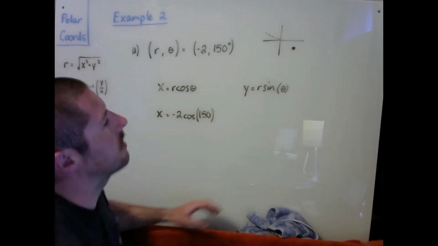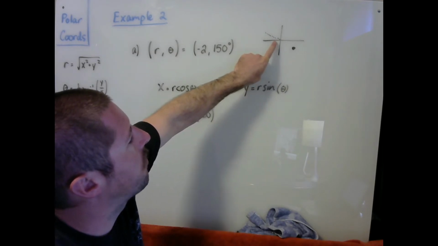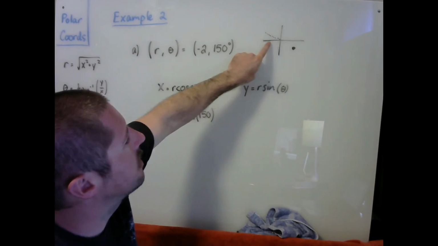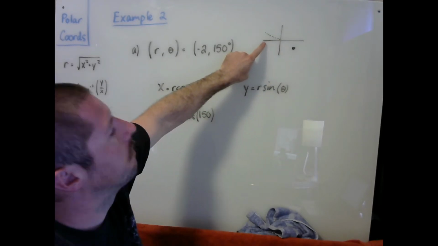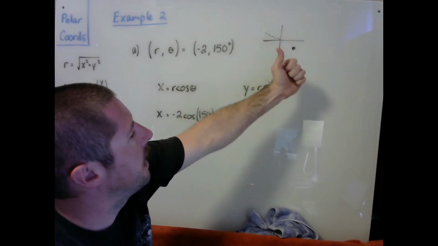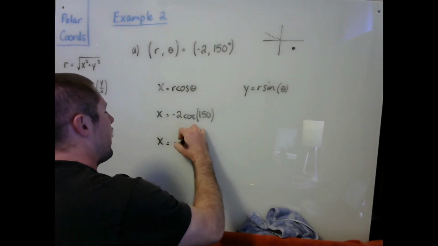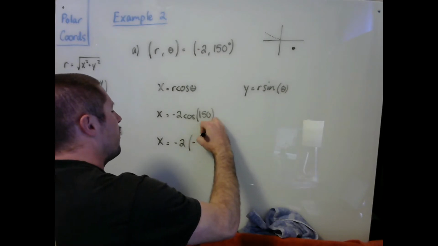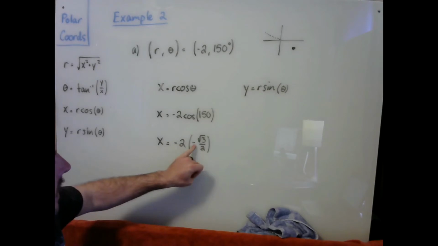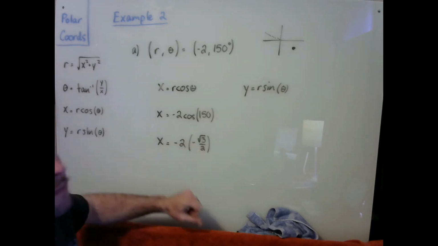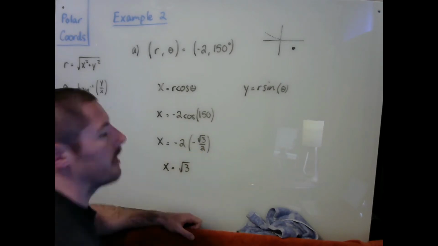When we look at the cosine of 150, I'm seeing that we have a reference angle of 30 degrees out here. So cosine of 150 looks like it's the bigger of the two. So I'm going to get root 3 over 2. But it's cosine, so we should be getting a negative root 3 over 2 because it's to the left. And so it looks like we have negative 2 times negative root 3 over 2. The negative and negative are going to cancel, and times 2 and divided by 2 are going to cancel. And it looks like our x value here should be exactly square root of 3.